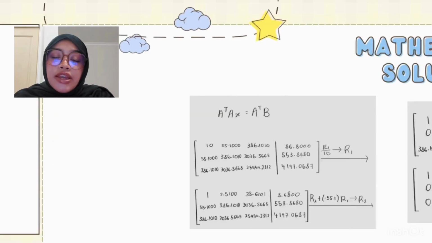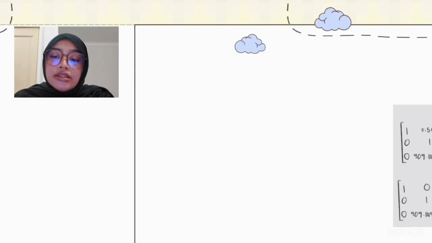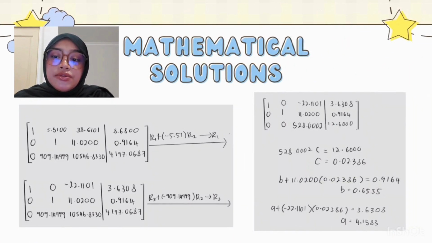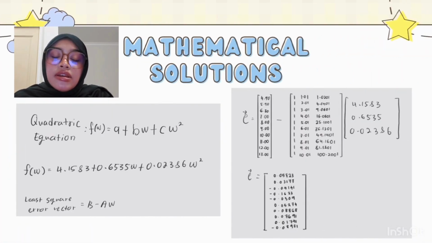So, to find the values of A, B, and C, we need to compare both of them. This is what we got. C equal to 0.02386. Meanwhile, B is equal to 0.6535 and A is 4.1583. Then we can find the best fit quadratic equation, which is FW equal to A plus BW plus CW squared. So, this is what we got.